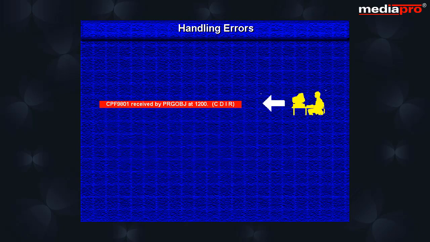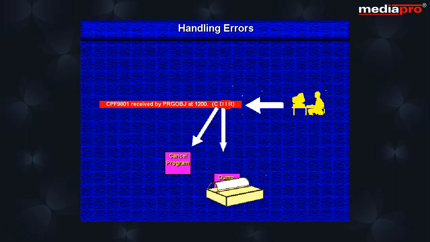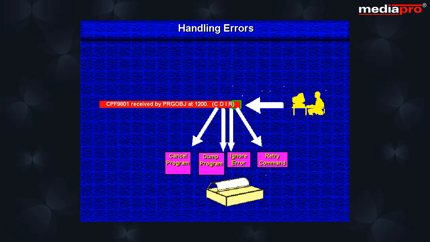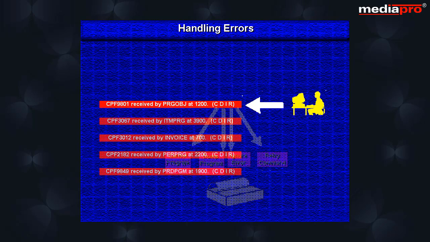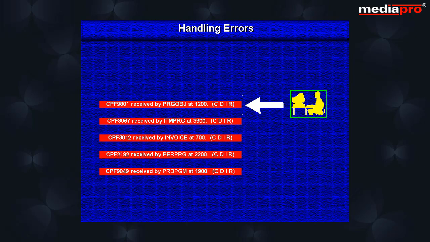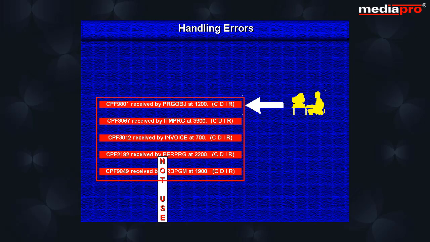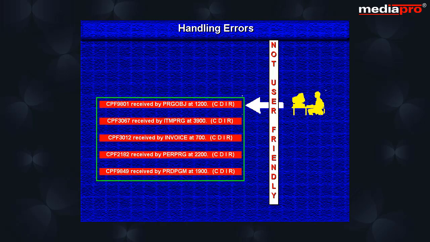The user can respond with C to cancel the program, D for a program dump to be printed. The program will be cancelled in this case. I to ignore the error, R to retry the command. The user who is running the program will normally not understand such messages.